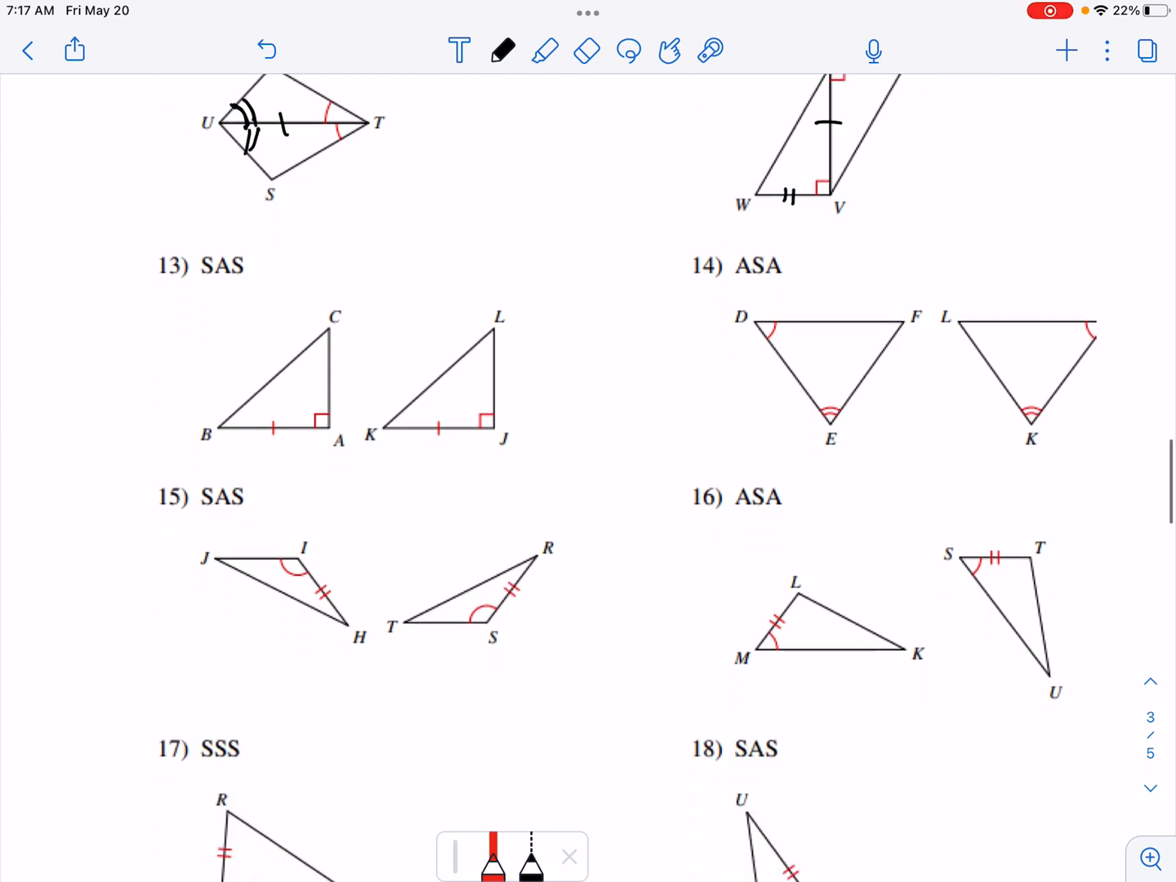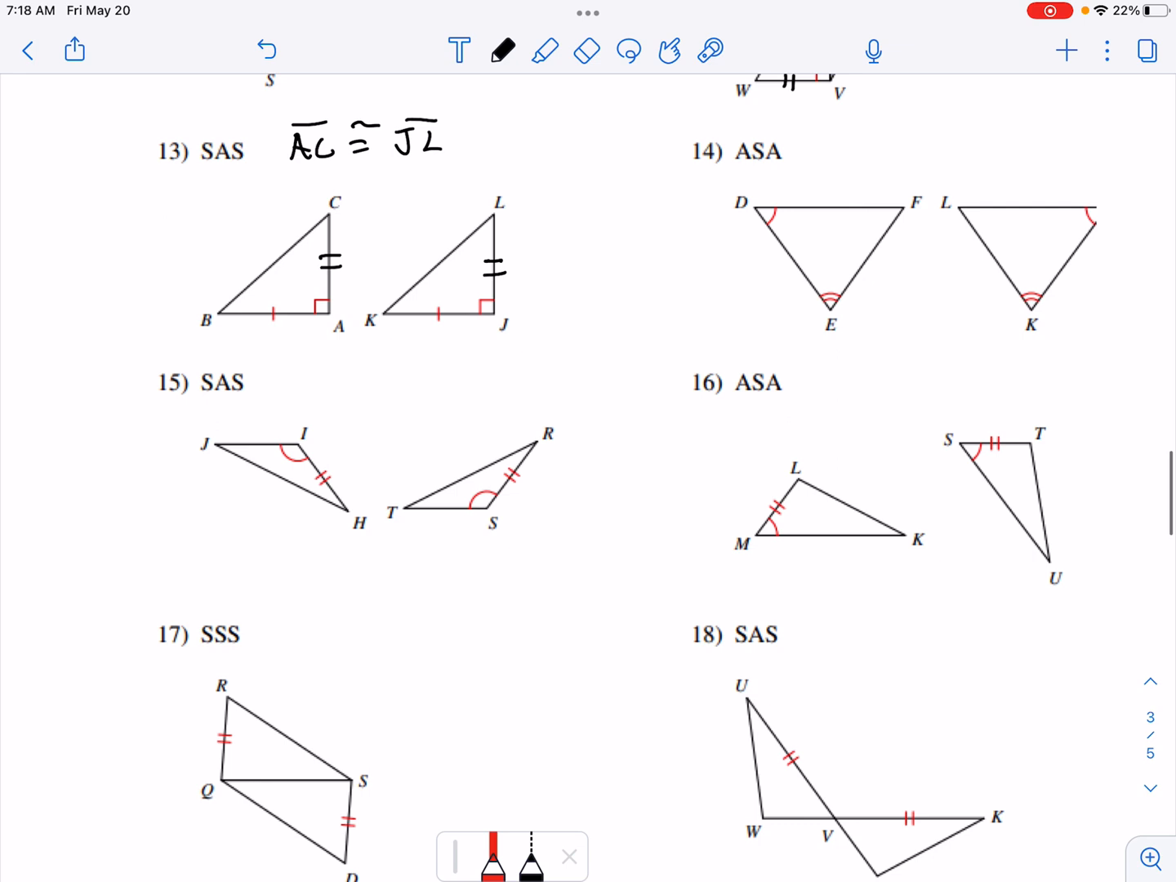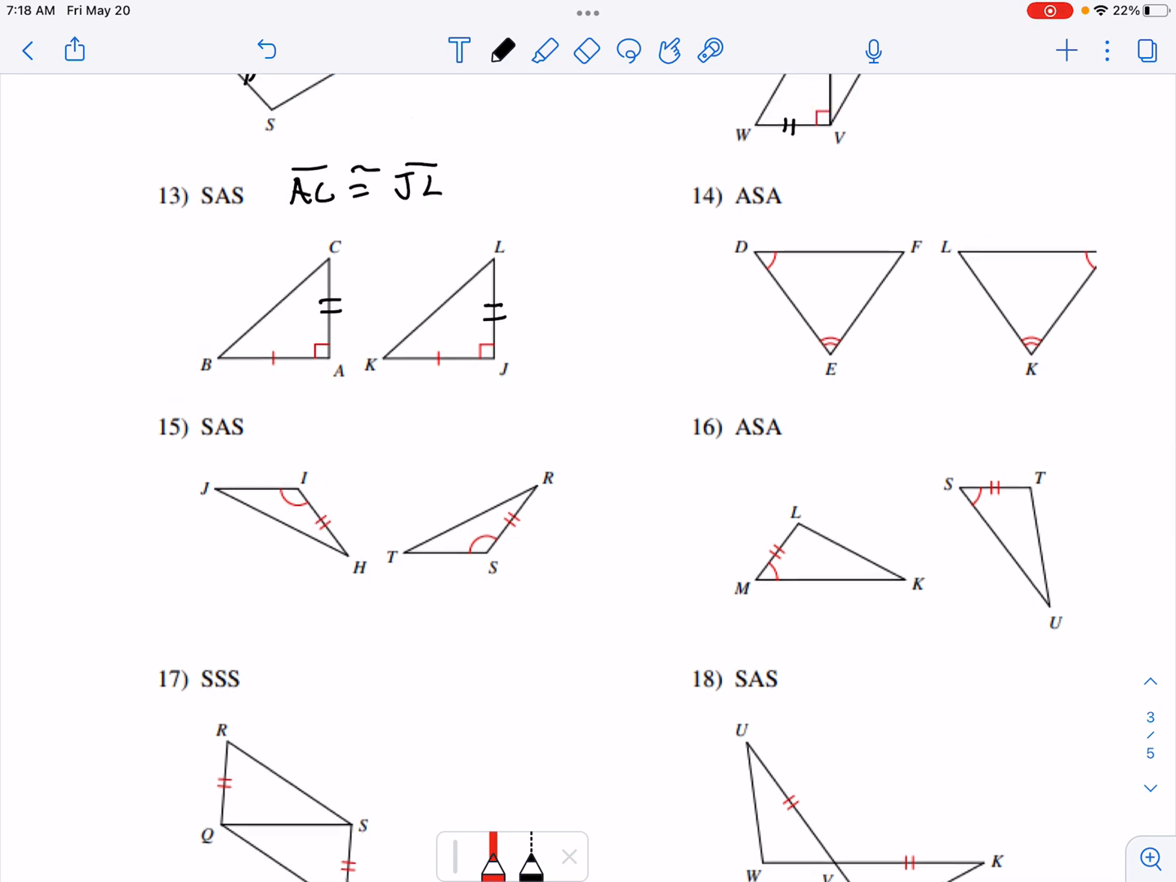All right, so here's number 13. We have side angle. So in order to have side angle side, we would have to know that this side is congruent to that one. So that would be AC is congruent to JL. Okay, so angle side angle. So we have angle. So in order to have angle side angle, that has to be between those sides. So we'd have to know that this side is congruent to that side. So cut this one off. It should be like that.